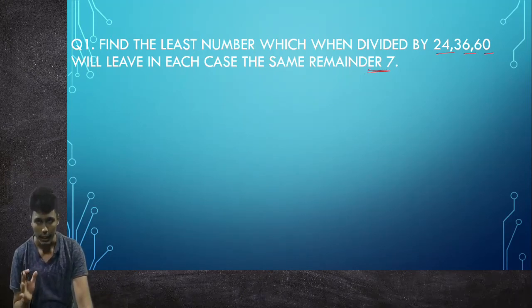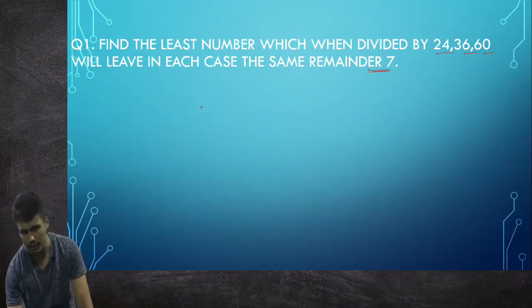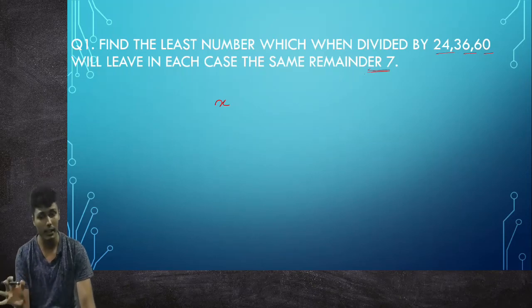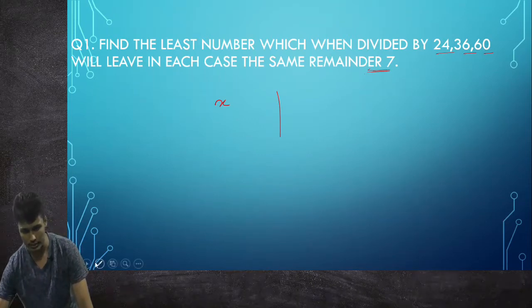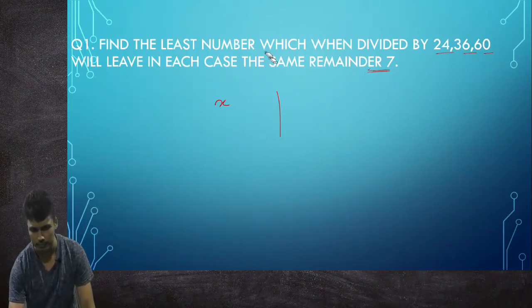So what if the remainder is 0? That means we can divide that number exactly. Suppose we take any number x, and we are going to divide it by 24, 36 and 60, and the remainder should be 0. First let's find that number. What will that number be? For leaving remainder 0, that should be the LCM of these three numbers, right? So let me find the LCM first. In this question, we are going to find the LCM.